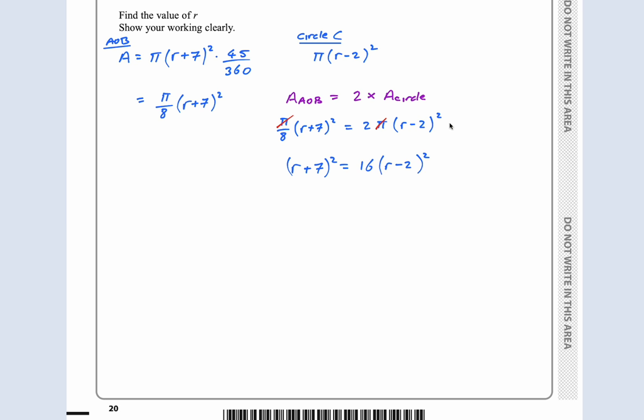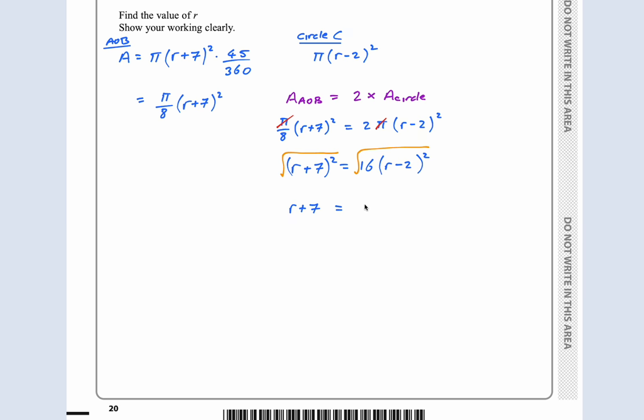Now guess what I can do? I can square root both sides. So I'm going to do square root of this equals the square root of this. Now when you square root something squared, you just get r plus 7. When you square root the 16, you do these two separately.